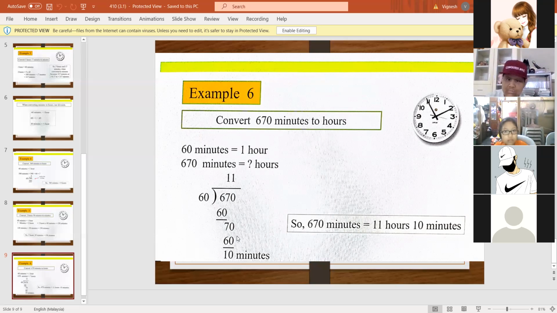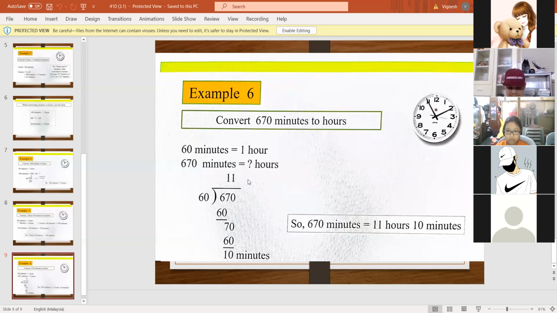Can you all see the working here? Okay, 670 minutes, you are dividing it by 60, correct? So 1 times 60 is equal to 60. So 67 minus 60 is equal to 7. So you bring the 0 down. So 70, 1 times 60 is equal to 60. The balance is 10 minutes.